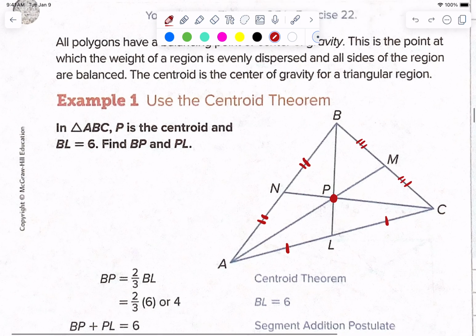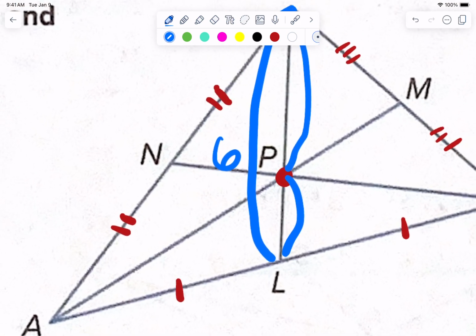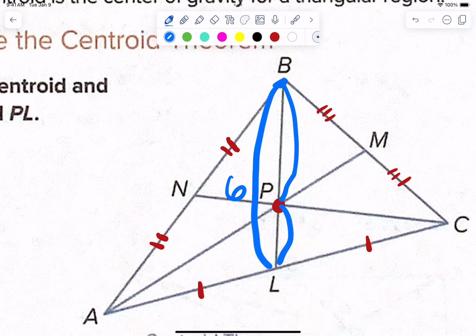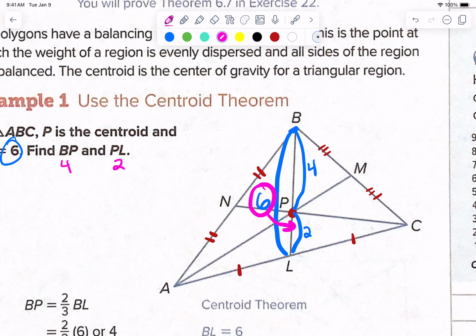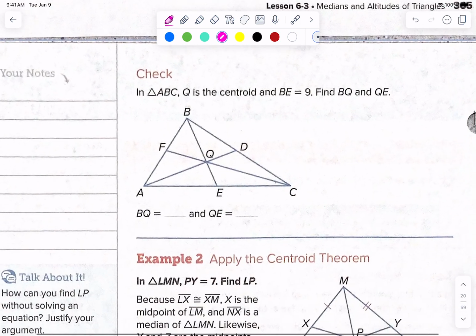All right. BL is 6. B to L, the whole thing right here is 6. They want to know what BP and PL is. What's the short and the longer segment? 2 and 4. One of them has to be double the other one. If you take the total and divide by 3, that's what the short one is. 6 divided by 3 is 2. Then double that, right? This is like too easy. BP is 4, PL is 2. Let's do the check real quick on the next page.